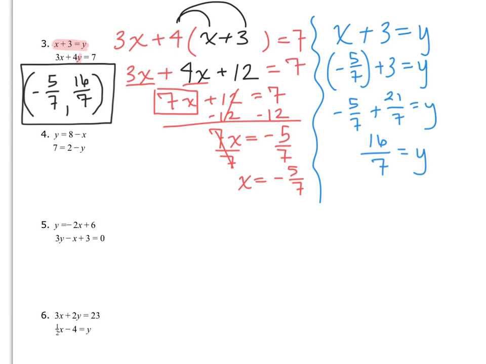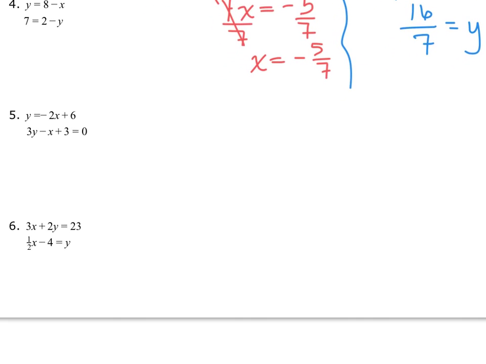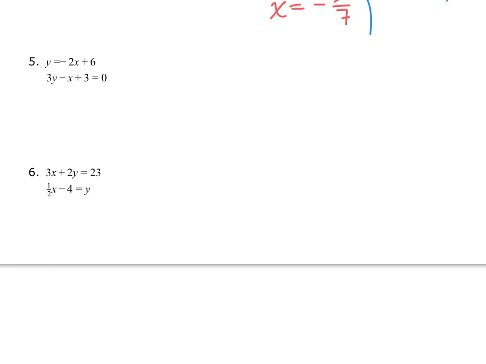Let's take a look at number 6. Number 6 has some fractions in it. Number 6 says 3x plus 2y equals 23, and 1/2 x minus 4 equals y.